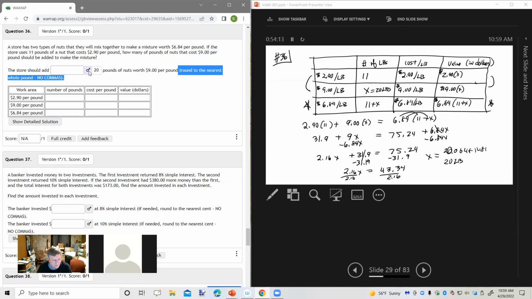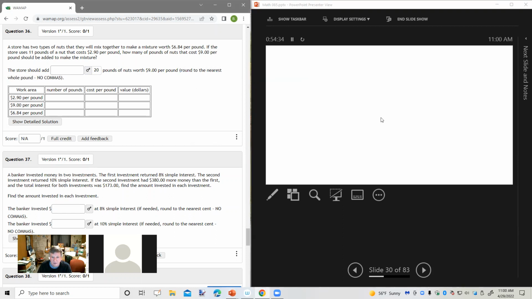Now, I know I've harped on this yesterday and the day before. People will do a problem like this and they'll put in like 20.06 or whatever, and they won't read the directions. They had the right information, but they didn't follow the directions. So be careful, be sure to do that. All right, we've got a couple more here from this assignment.